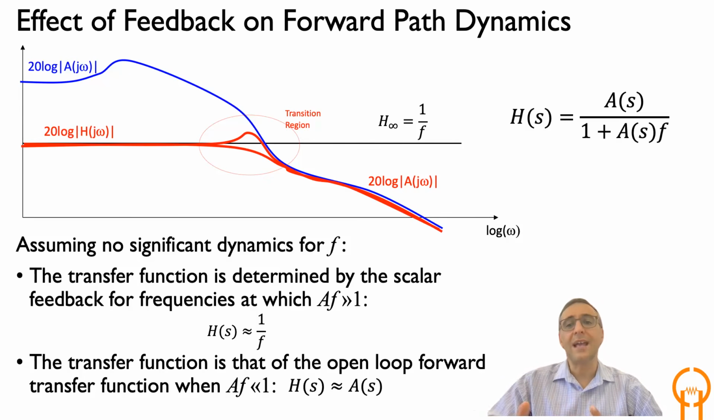And you can see on the right-hand side of this plot that you are getting essentially whatever you had already from the open loop transfer function, A of j omega. So basically, your transfer function is the same as what it would have been without feedback.